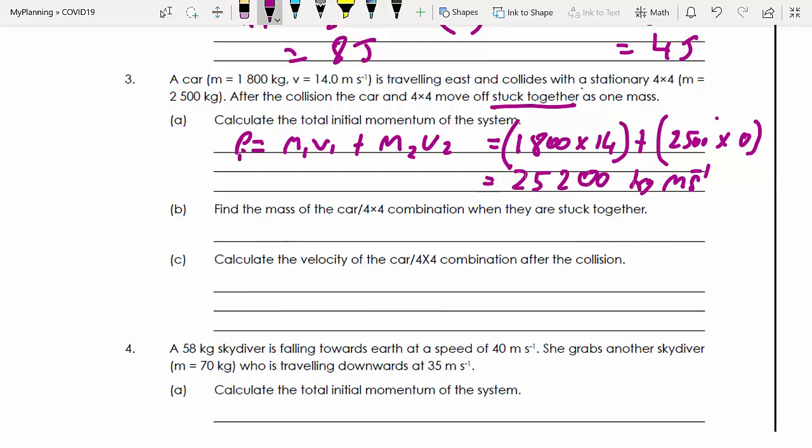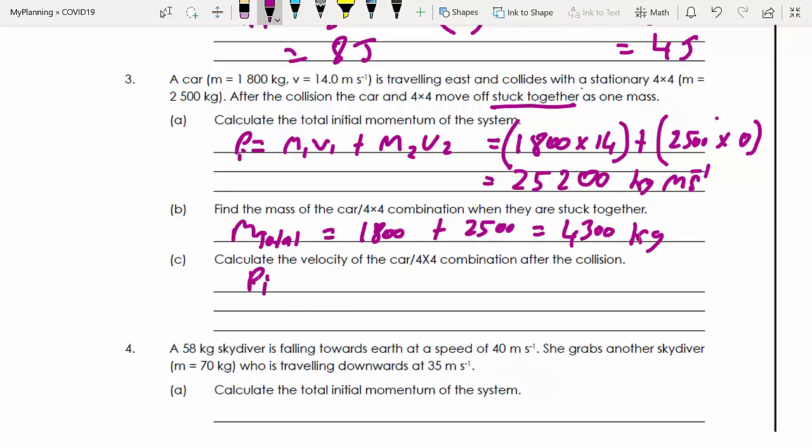Find the mass when they are stuck together. Okay, so m total is going to be 1800 plus 2500, which is 4300, not joules, Mr. Harris. It's going to be kgs. Calculate the velocity after the collision.